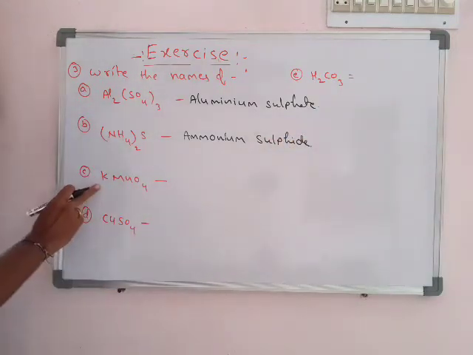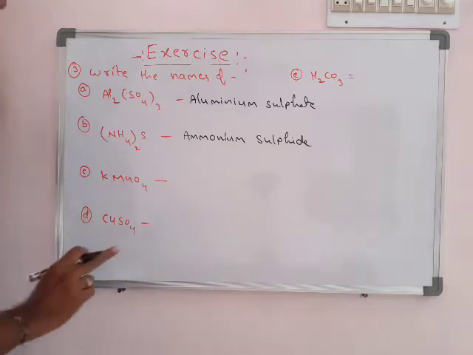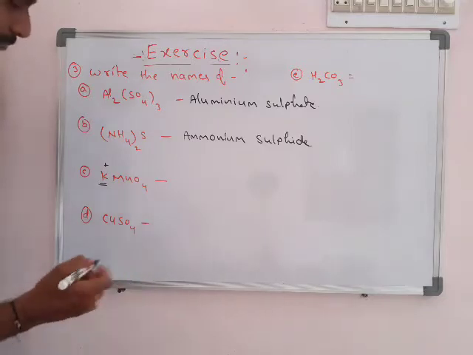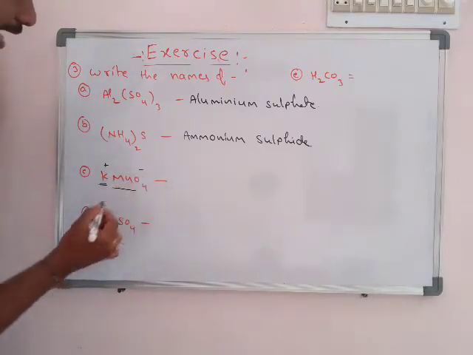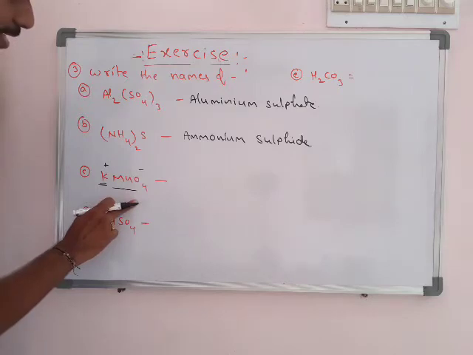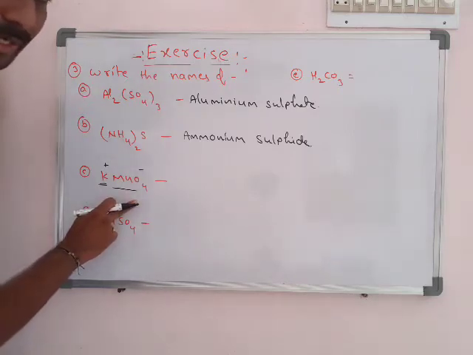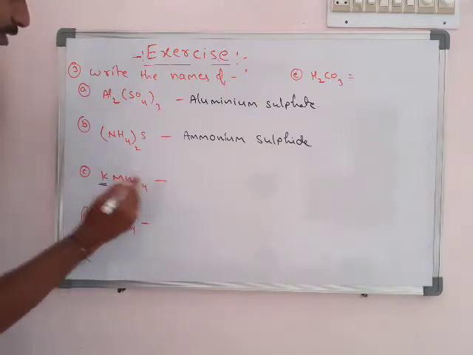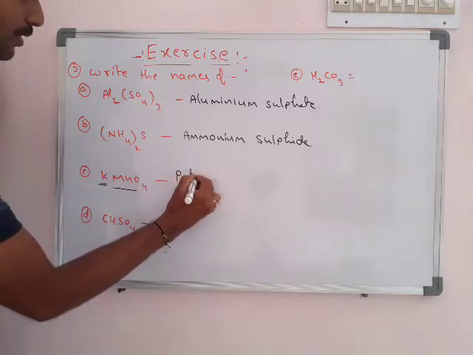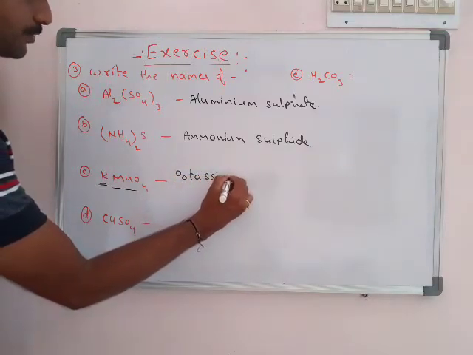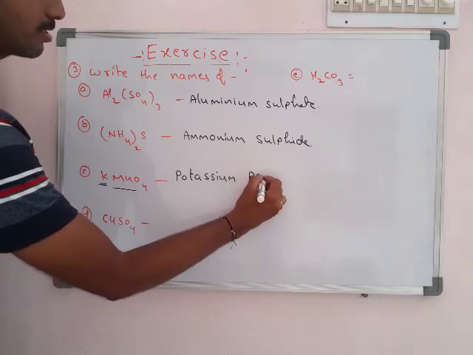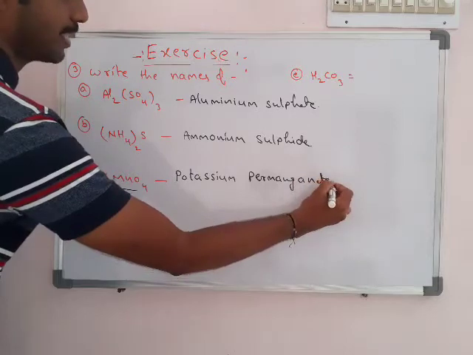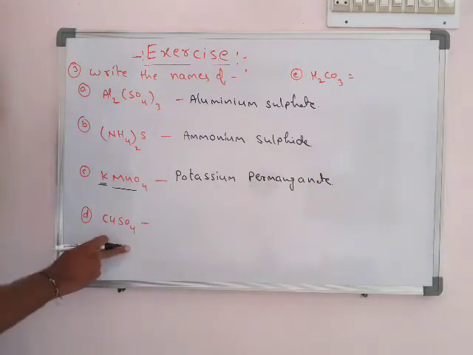Okay. Next, this is KMnO4. So what are the ions present in it? We must know that. This is potassium ion, generally K+. So the remaining is MnO4 minus. What is the name of MnO4 minus ion? You remember it? Permanganate ion. So it is already balanced, and its name is written as potassium permanganate.